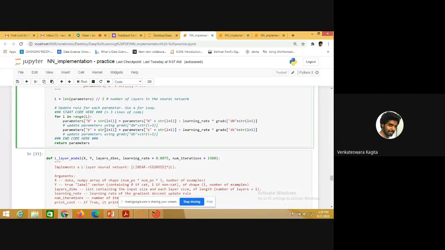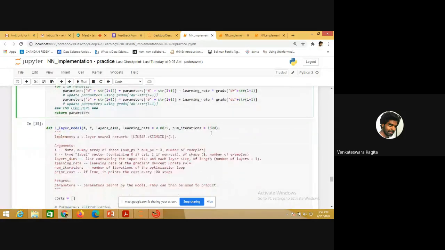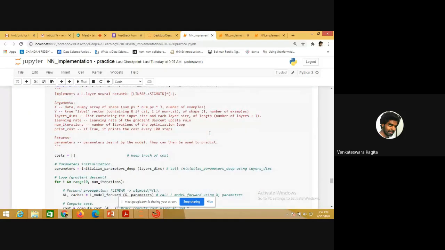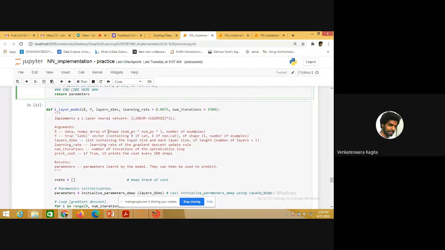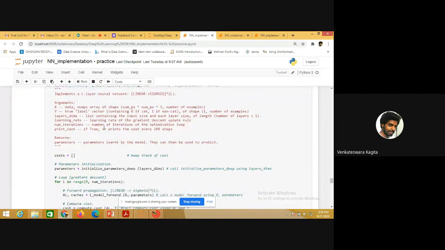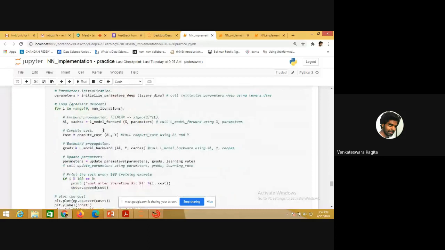WL is equivalent to parameters of WL minus learning rate times the corresponding gradient. Similarly, for BL also, parameters of BL is equal to parameters of BL minus learning rate times gradients of that particular layer. Okay, I am just quickly going through it because we don't have time, but if you don't get it, please don't worry. You can go through it. If you have any doubts, you can approach me also. So this is the L layer model. You can do this repeatedly for all the layers.